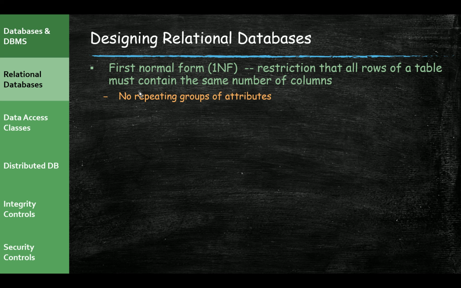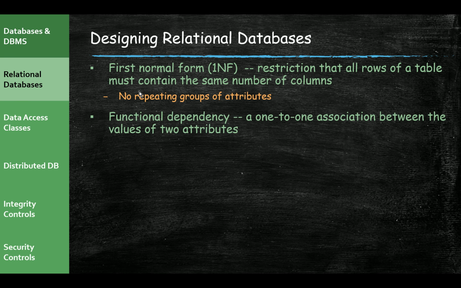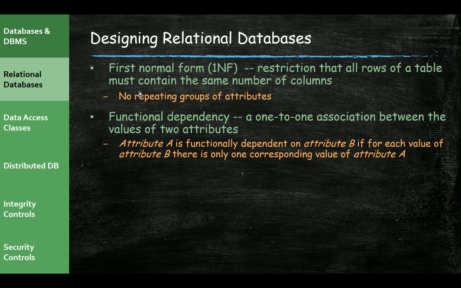Now, with object-oriented databases, you can do that, and some of those are a little bit more flexible, but we're going to focus on relational because that's by and large what's used in most systems. So you can't have repeating groups of attributes. Functional dependency is a one-to-one association between the values of two attributes. So attribute A is functionally dependent on attribute B if for each value of attribute B there is only one corresponding value of attribute A.